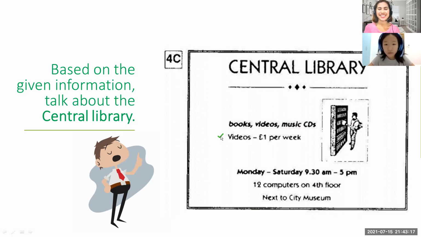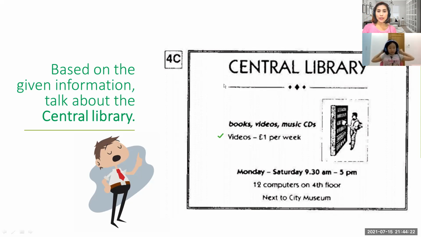Can you do it again? Yeah, what did you say? You said books and the music CDs are for free. And maybe you can say videos are available in an affordable price. Just £1 per week, right? Is that affordable? Yes, right. So you can add more details, dear. Aside from those written on the prompt card. So you make it a full sentence, okay? Or maybe just pay £1 per week and you can use the videos, okay?